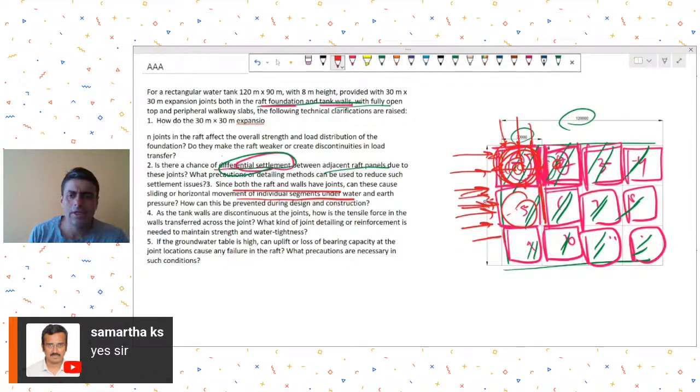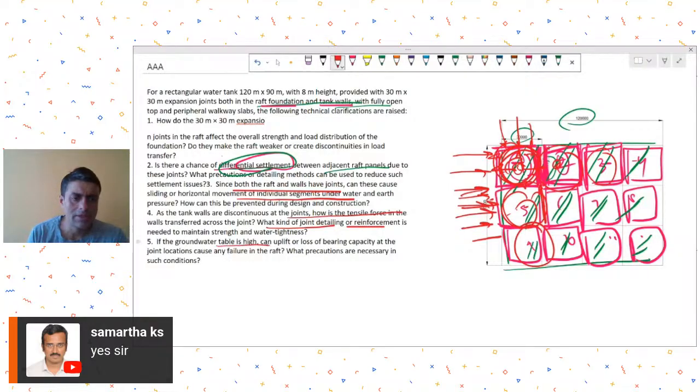And if we are considering them to be independent units, then the detailing part, or reinforcement detailing, you can just do as if they were independent 30 by 30 meter tanks. So independently you can do them.